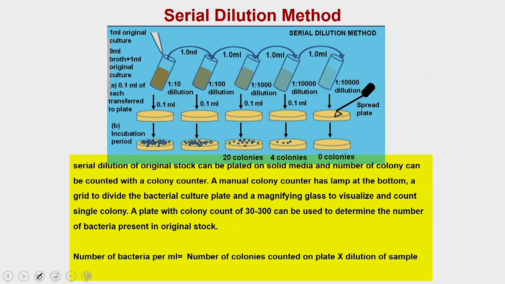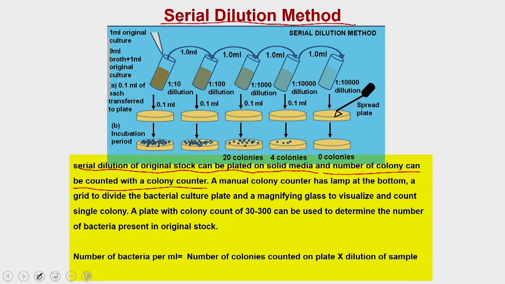Now let us move on to the next method. The next method is called the serial dilution method. In the serial dilution method, your original stock will be plated on a solid media, and the number of colonies can be counted with the colony counter.